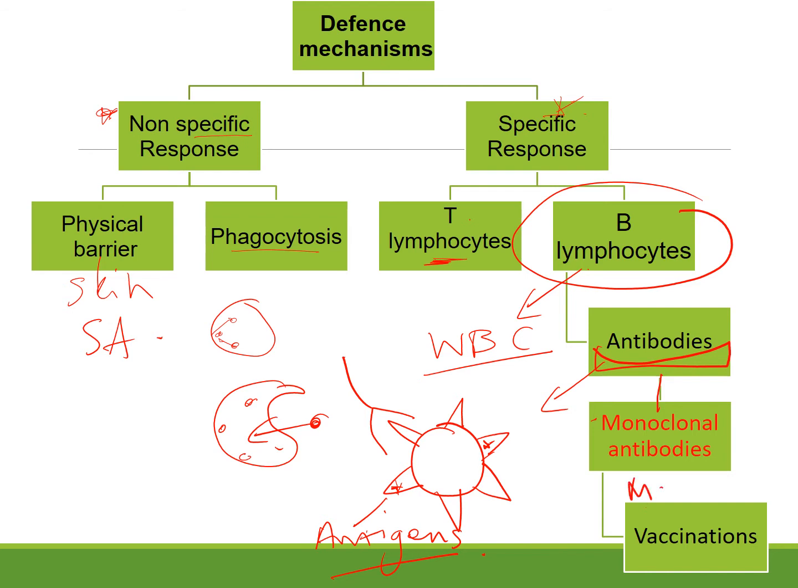But, for example, the MMR vaccine contains 3 monoclonal antibodies. It contains measles, mumps, rubella. 3 antibodies in one vaccination. They will all be monoclonal antibodies specifically for those 3.